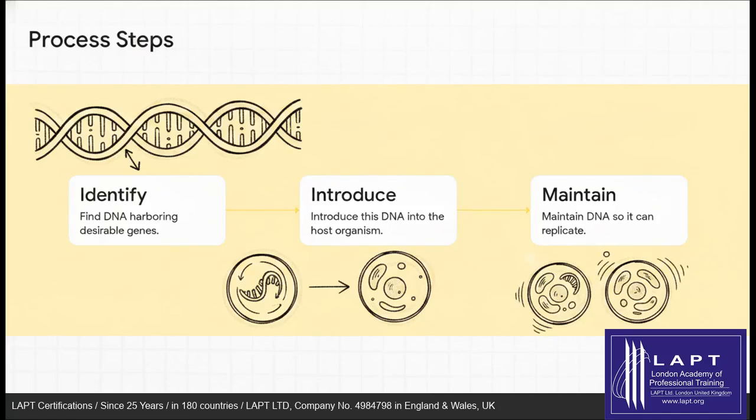In practice, this entire manipulation process boils down to a really clear three-step roadmap. Step 1, you identify the specific DNA harboring your desirable genes. Step 2, you introduce this new DNA directly into the host organism using tools like our trusty plasmid vector. And then step 3, you maintain the introduced DNA within the host. This ensures it can successfully replicate and pass those traits on to future generations.